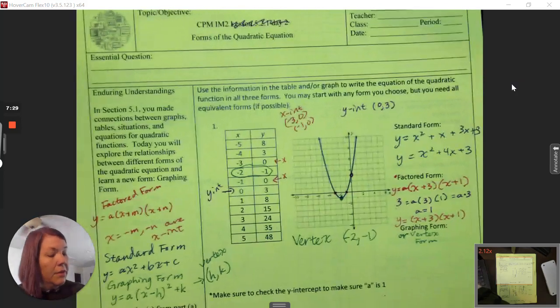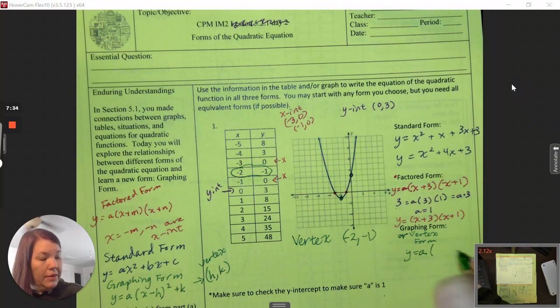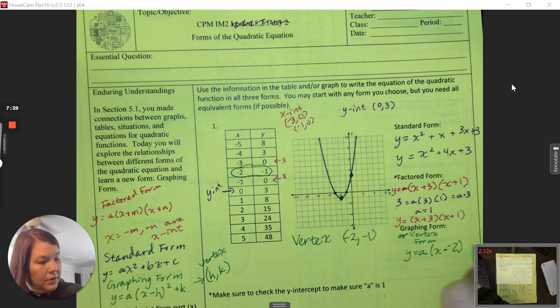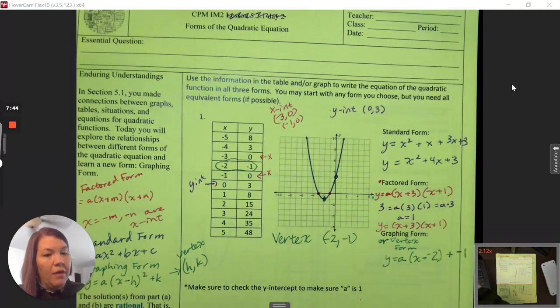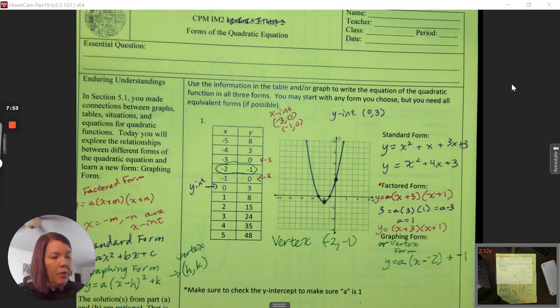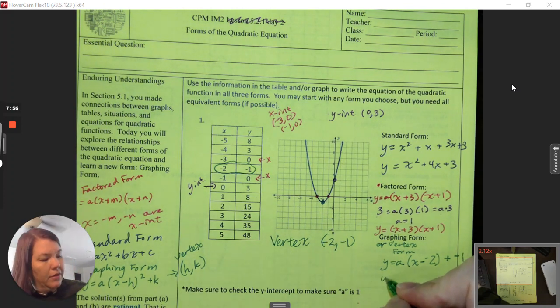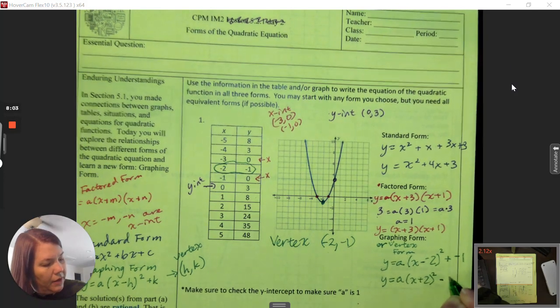So anyway, if I know my vertex, y equals a parentheses x minus -2 plus -1. And some of you have used this because you found it somewhere online. You were looking up how to graph equations, and you found this, and so you've been using it. And that's great. I don't have a problem with that, but now we're going to learn about it together. So y equals, again, a parentheses x plus 2. Oh, wait, I forgot to square that. Squared minus 1.